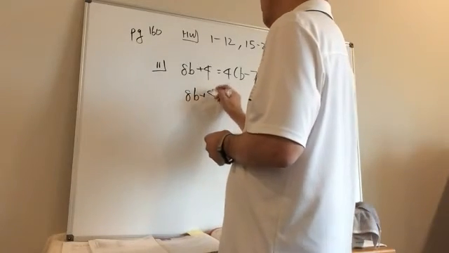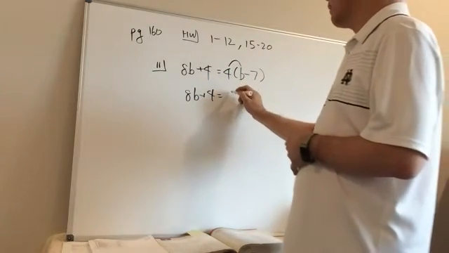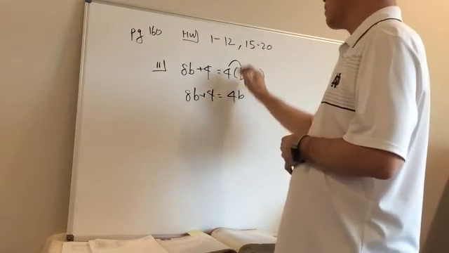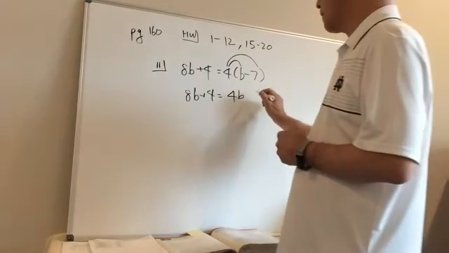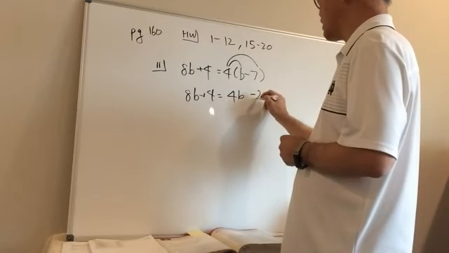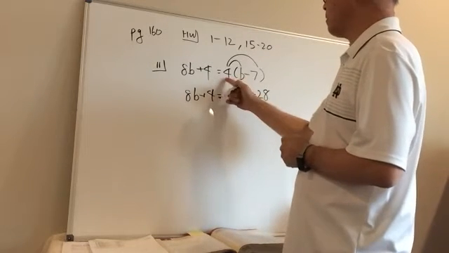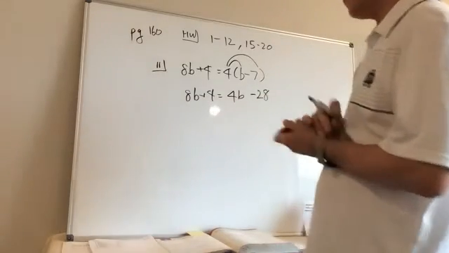8b plus 4 is equal to, now I'm going to go and distribute this out. 4 times b is 4b, just 4b, right? 4 times negative 7 is what? 28. So it's going to be negative 28, right? Yeah. Positive number times a negative number, right? Negative 28. So we're here, okay?